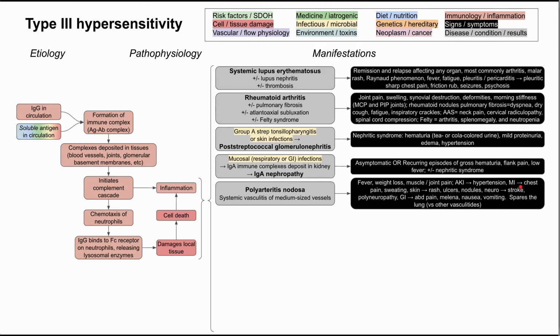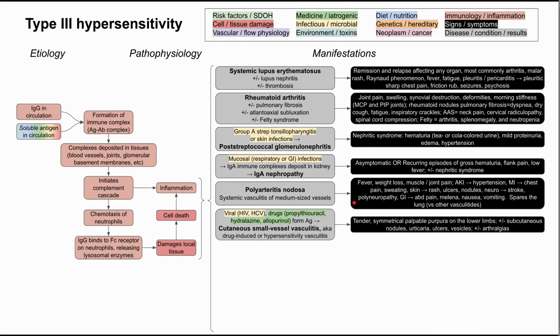Polyarteritis nodosa can affect the skin, so the patient can have rash, ulcers, nodules. They can have neurosymptoms, including stroke and polyneuropathy affecting the limbs. GI disorders also happen. They can have nausea, vomiting, diarrhea, actually blood in the stool, and of course abdominal pain. This polyarteritis nodosa affects many organ systems, but it characteristically spares the lung, and that's actually how you might differentiate it from other vasculitides on your differential diagnosis for a patient with many of these symptoms.